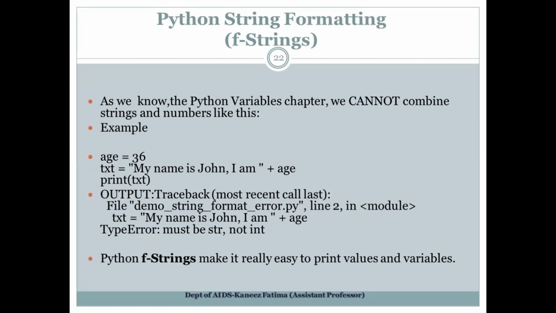As you know from the Python variables chapter, we cannot combine strings and numbers like this. Normally we have observed in the variable chapter that a normal string and numbers cannot be combined here, so we get an error. But Python f-strings make it really easy to print values and variables. So in this way, we can print by using f-strings.